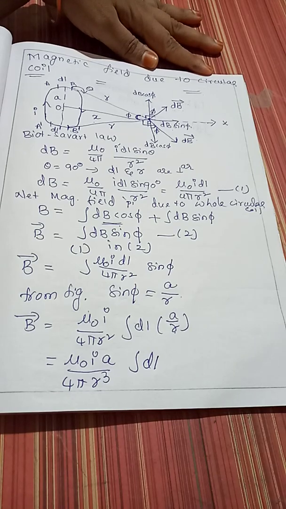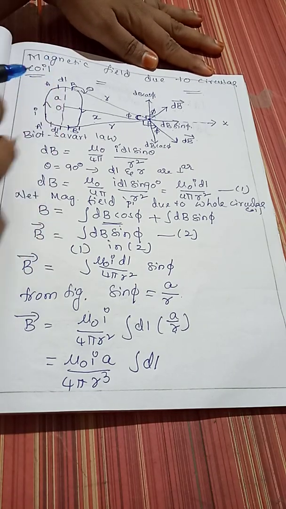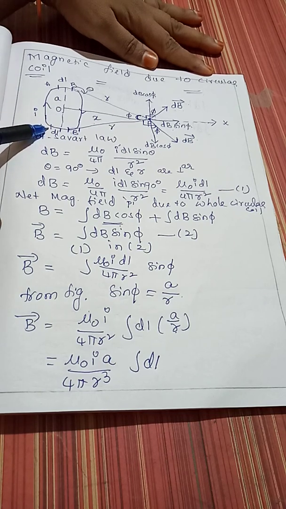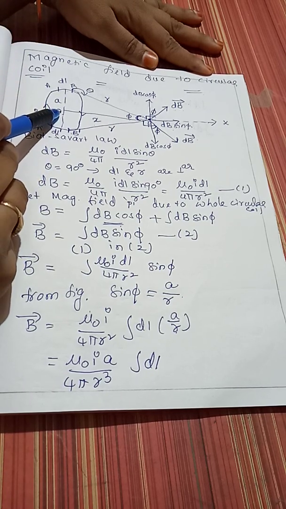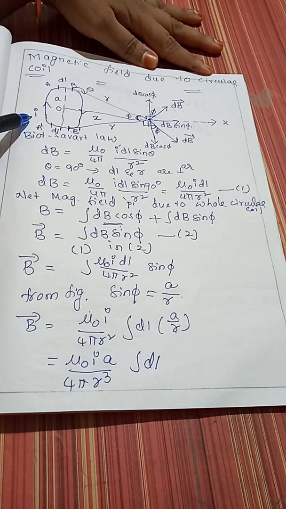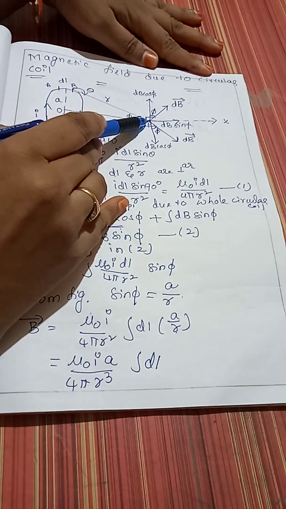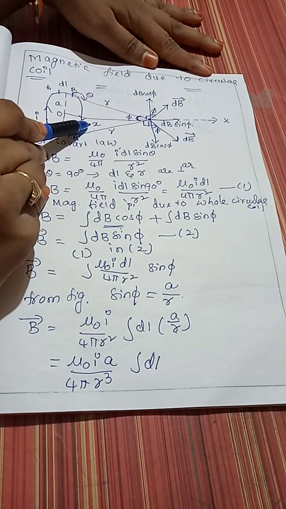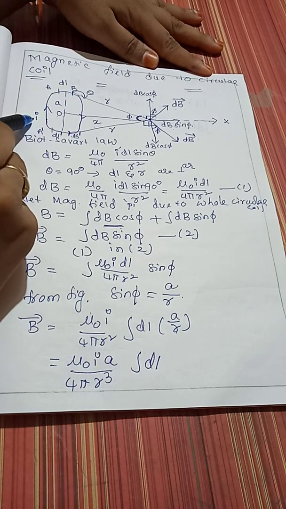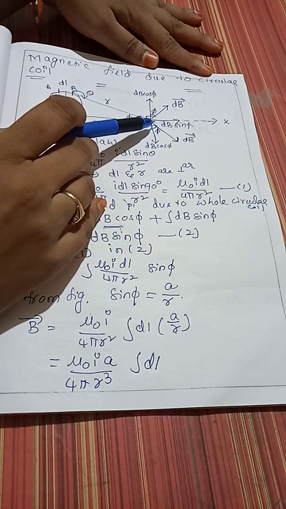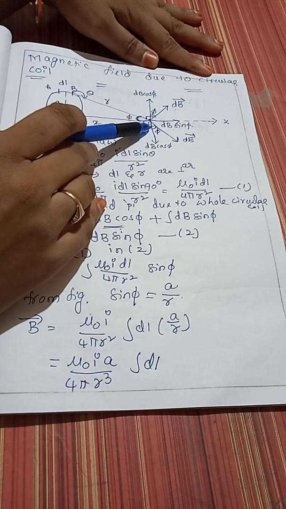Magnetic field due to a circular coil. Here we considered a circular coil of radius a and center O, through which current I is flowing. Now P is a point at a distance x from the center of the coil. This current I produces a magnetic field at point P, which we have to calculate.